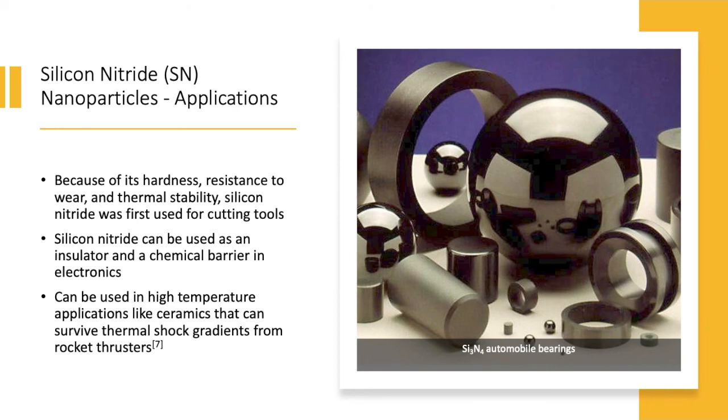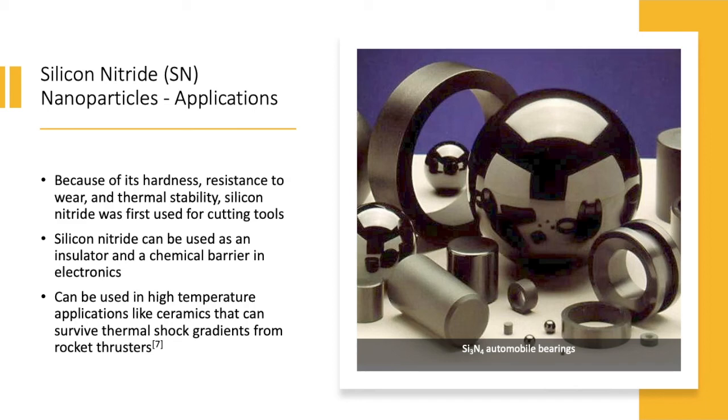And then some applications. Because of its hardness, resistance to wear, and thermal stability, silicon nitride was first used for cutting tools. Silicon nitride can be used as an insulator and a chemical barrier in electronics. It can also be used in high temperature applications like ceramics, like I mentioned earlier, that can survive thermal shock gradients from rocket thrusters.